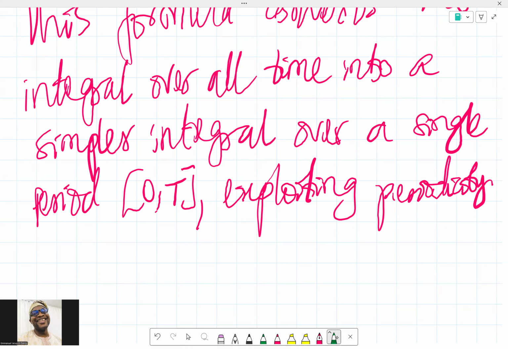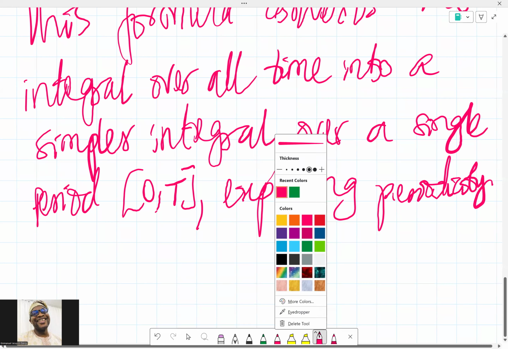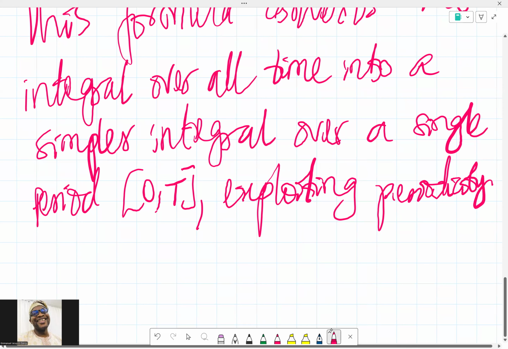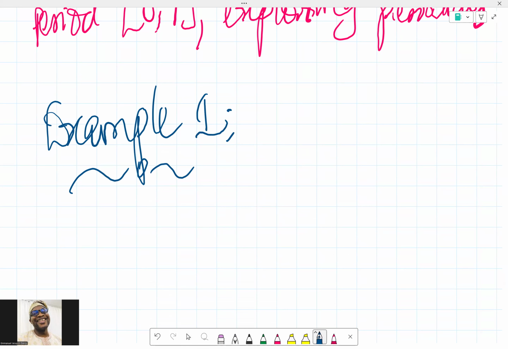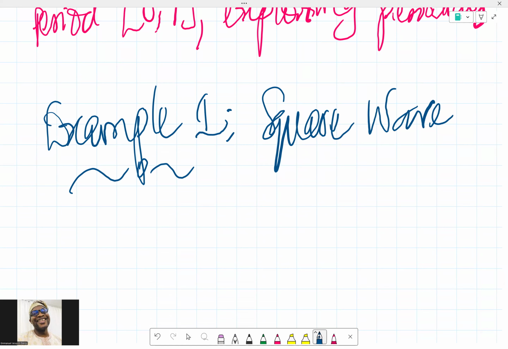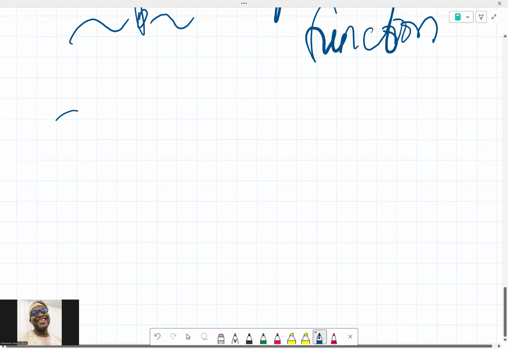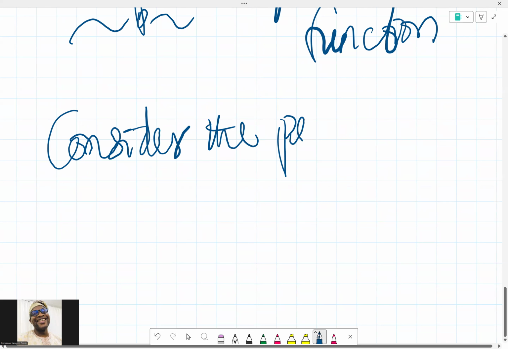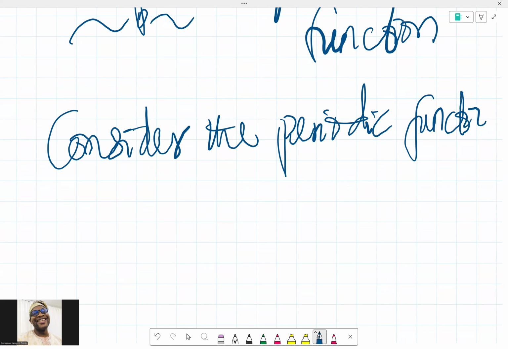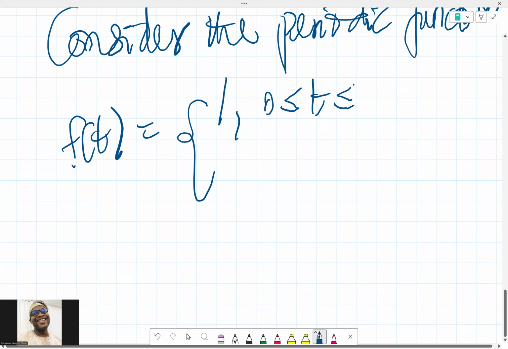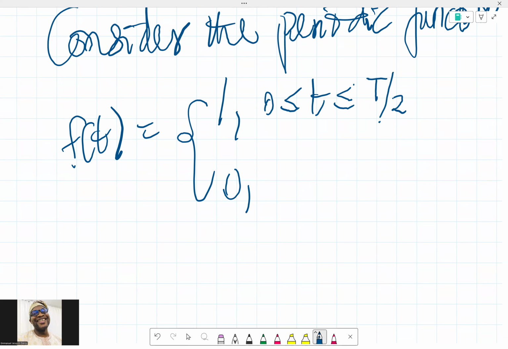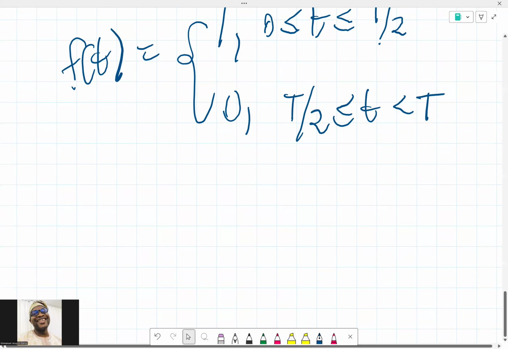So let's take example one, something about a square wave function. Consider the periodic function f of t equals 1 when 0 is less than or equal to t, which is less than or equal to big T over 2, that's the period over 2, and the function is 0 when T over 2 is less than or equal to t, which is less than T. So that's a square function, and it is repeating with period T.